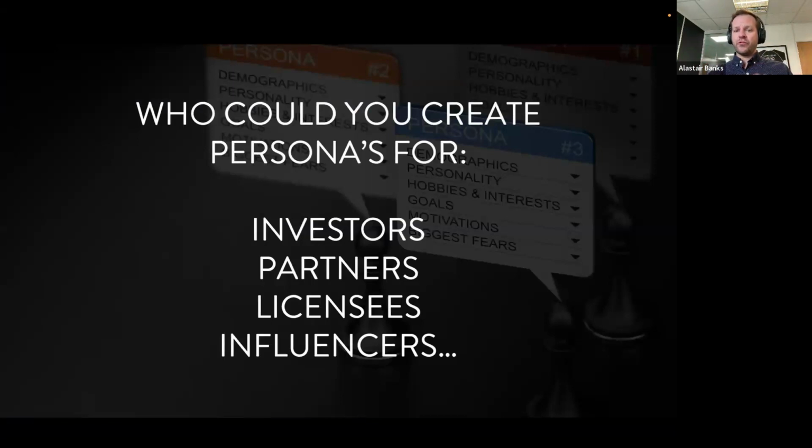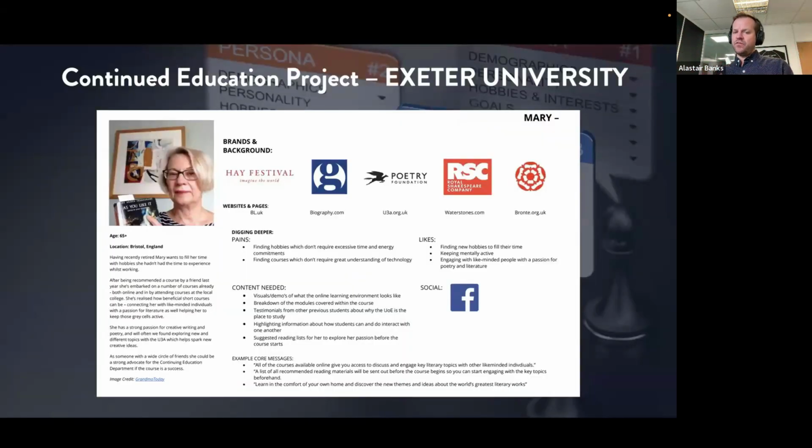So who could you create personas for? Why am I telling you about this? For me, when you get into this next section, which is going to be about finding people, we need to have a clear idea about who the people we're trying to find are and what they look like. So what does a typical investor look like? What does a typical partner look like? A licensee? I've just put those in as examples. Who are those people?